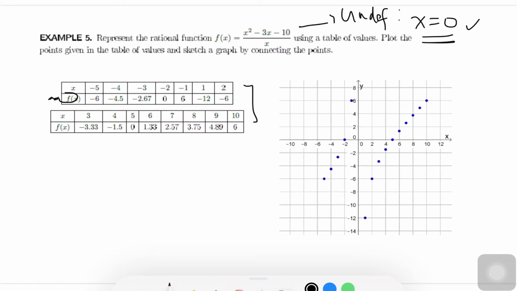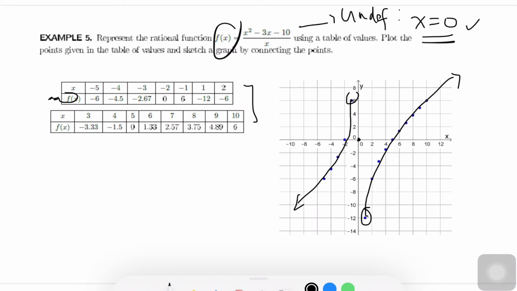Okay, let's connect. On the negative side, we connect this. On the positive side, from 2, negative, from 1, negative 12. Now, the question is, can we connect this point and this point by a line or curve? No, because at x equals 0, you have no value for your f of x. It is an error on the calculator.